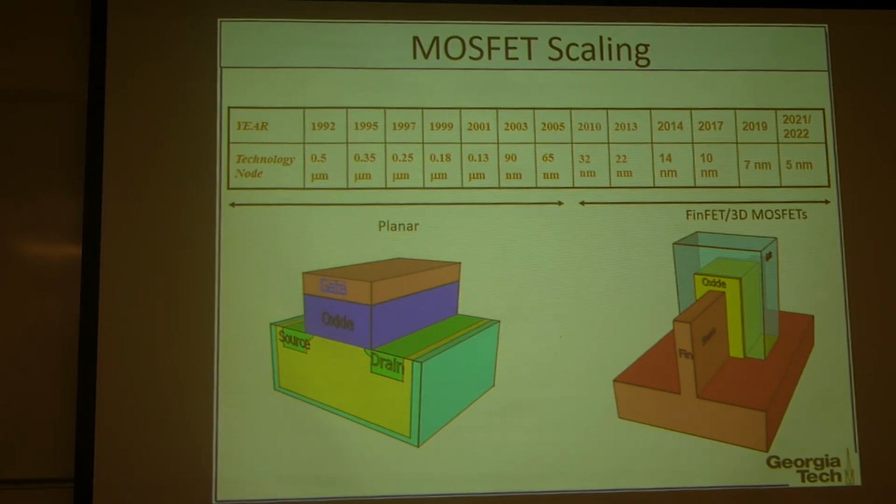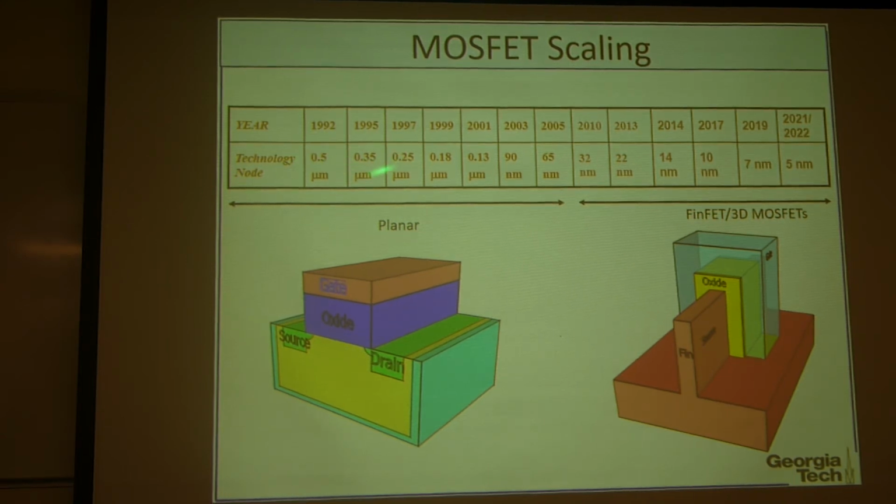This is a history of around 20-30 years before, and you can see the trend that it's decreasing by 0.7 in each 2 or 3 years, which follows Moore's law. So this is the brief history.